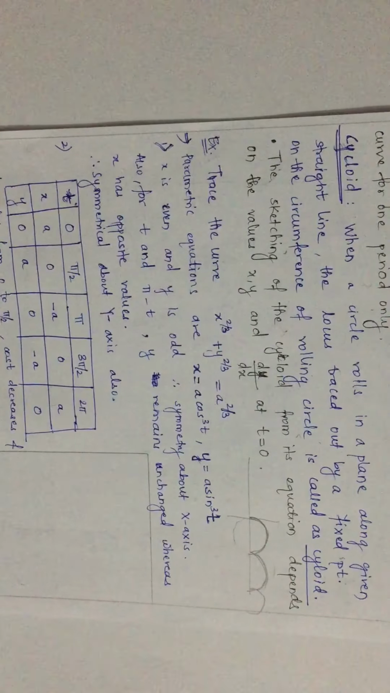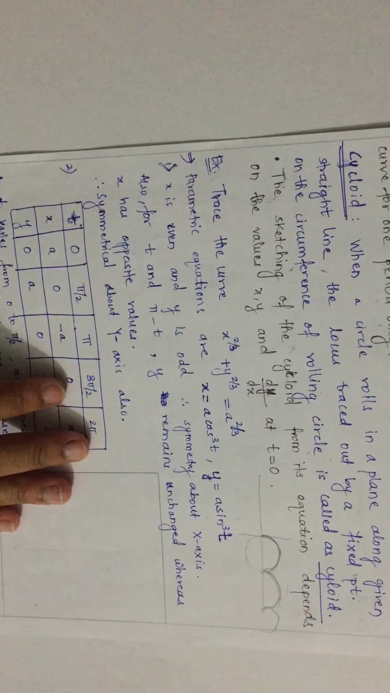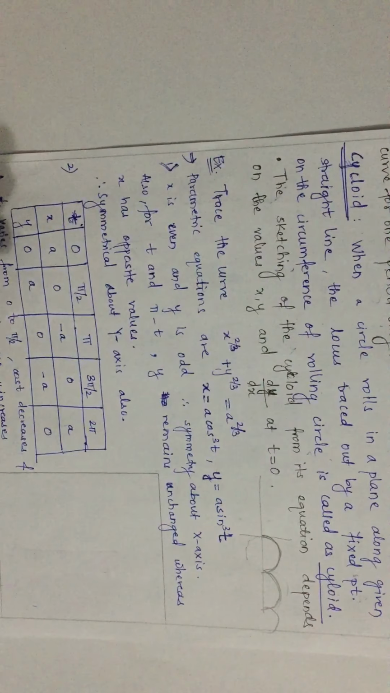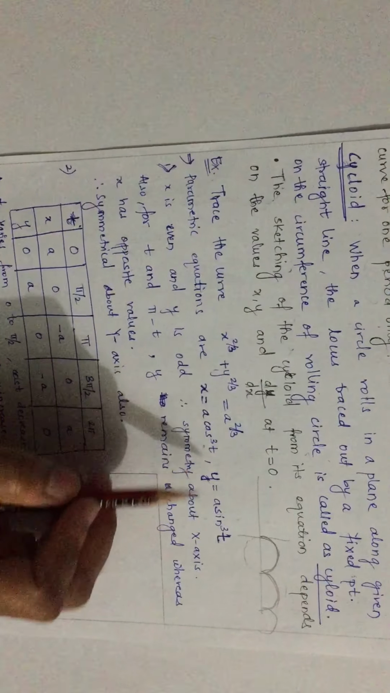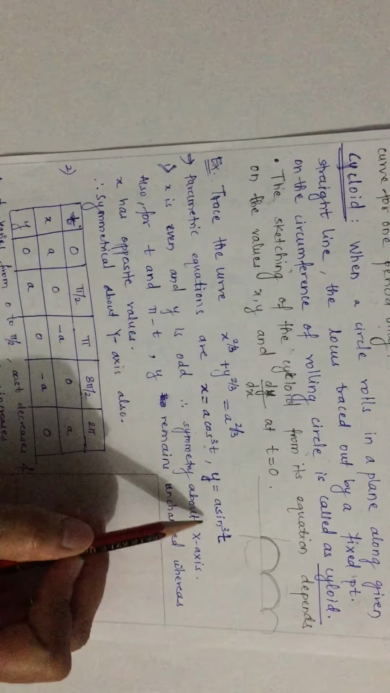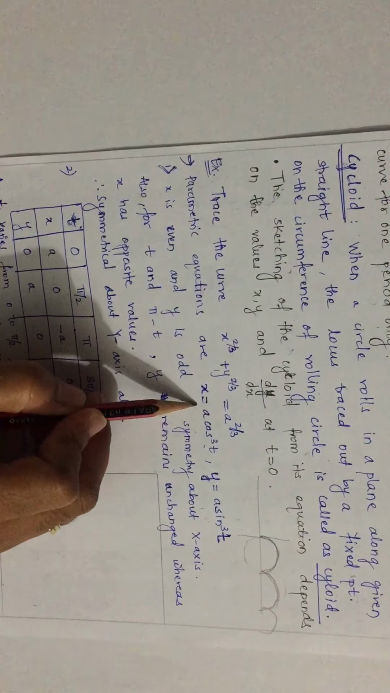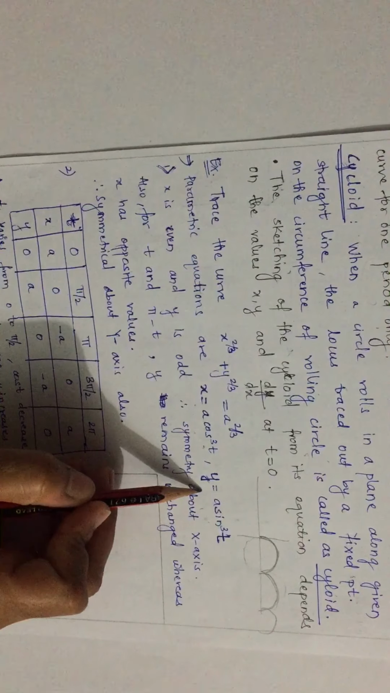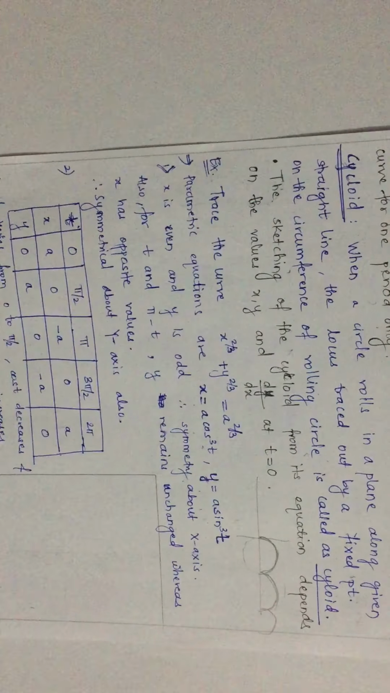Now the first rule: check the symmetry. Now we have to check, that is, see which function is even and which function is odd. According to that it will be decided whether there is symmetry about the x-axis or the y-axis. So now if I replace t by minus t, cos of minus t will be cos t, whereas sin of minus t will be minus sin t. Means we observe x is an even function and y is an odd function. So I can say it will be symmetrical about the x-axis.